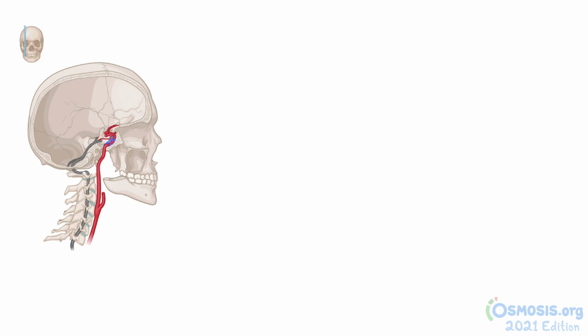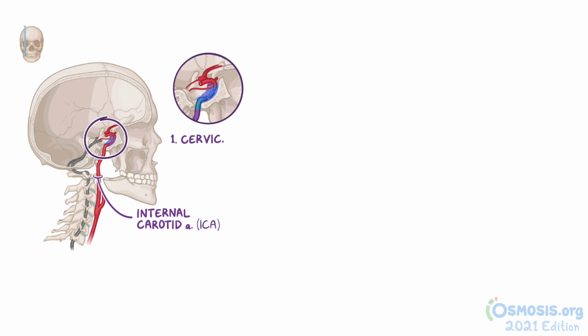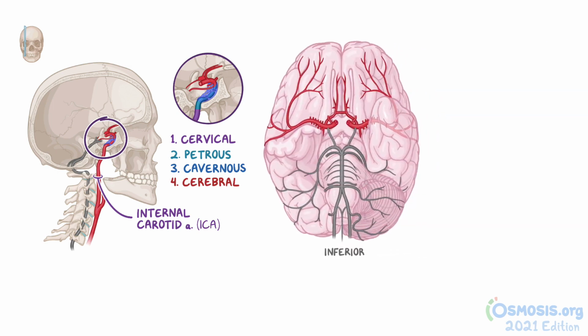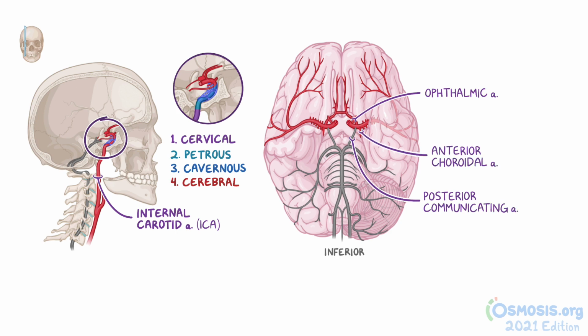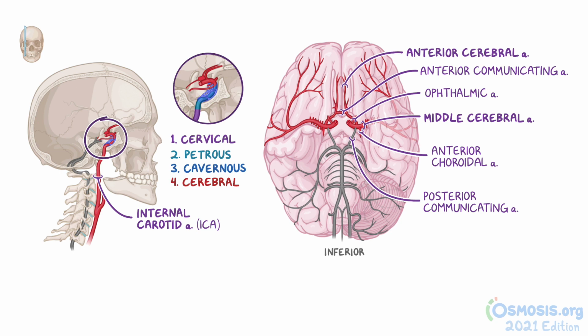All right, as a quick recap, the anterior part of the cerebral circulatory system is created by the internal carotid arteries. The ICA has four parts: the cervical part, the petrous part, the cavernous part, and the cerebral part. Collateral branches of the internal carotid artery include the ophthalmic artery, the posterior communicating artery, and the anterior choroidal artery. The terminal branches of the ICA are the anterior and middle cerebral arteries. The anterior cerebral arteries are connected via the anterior communicating artery.